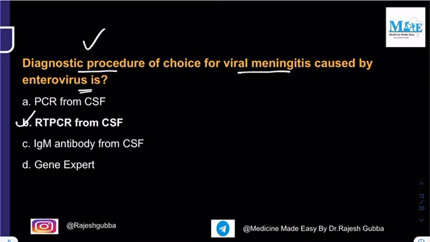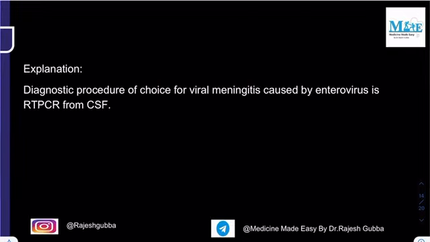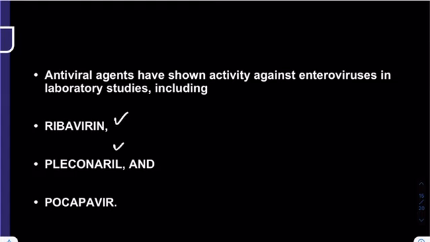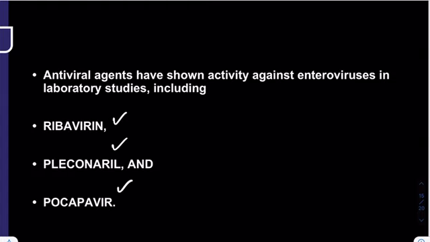If you see, there is no specific treatment as such, but there are some antiviral agents which have been found to be active against this enterovirus. What are those antiviral agents? That includes number 1, ribavirin, then we have pleconaril, then we have pocapavir. So you see these 3 drugs, ribavirin, pleconaril, and pocapavir. These are the 3 drugs which act as antiviral agents against the enterovirus. So that is about the enterovirus, the investigation of choice being RT-PCR from the CSF.